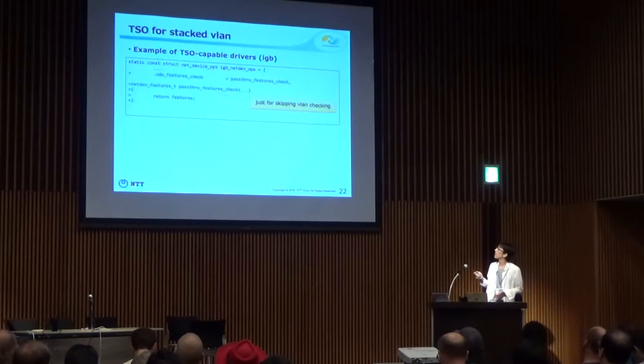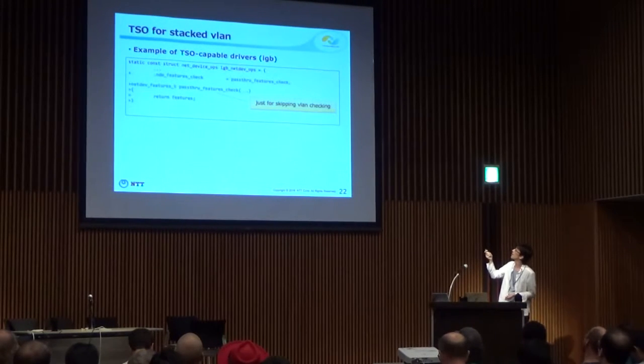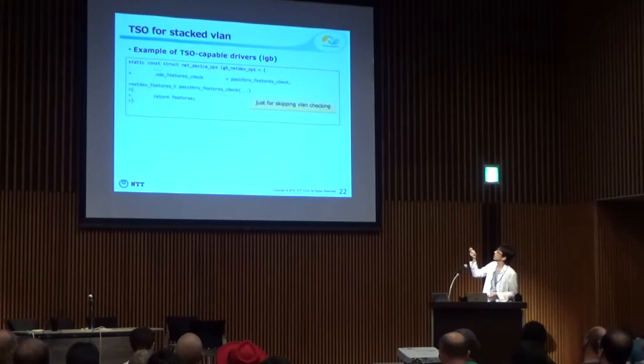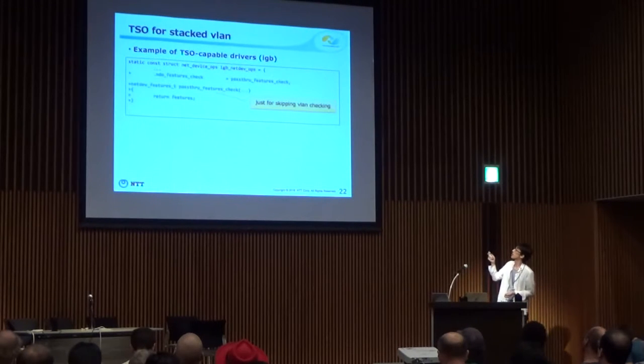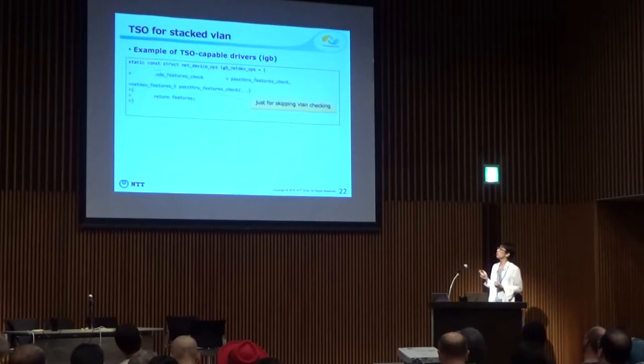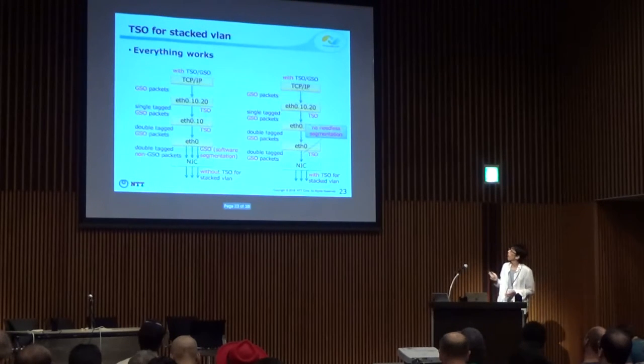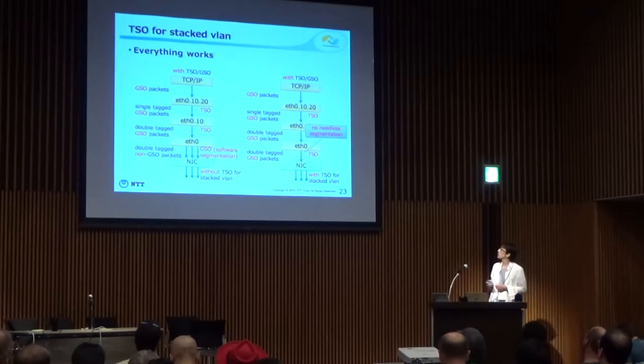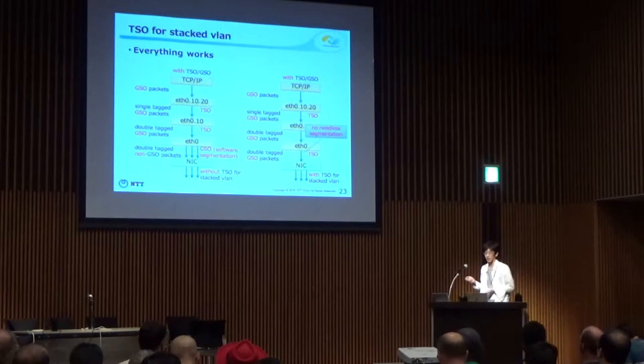So in the driver, this is an example of IDB. IDB uses the helper function pass-through feature check. This does nothing. So if you want to skip that VLAN checking, please use this pass-through feature check. So with this, there is no needless segmentation and everything works.